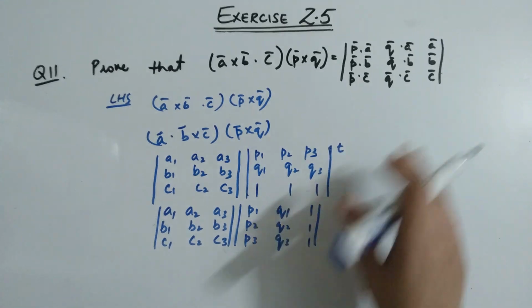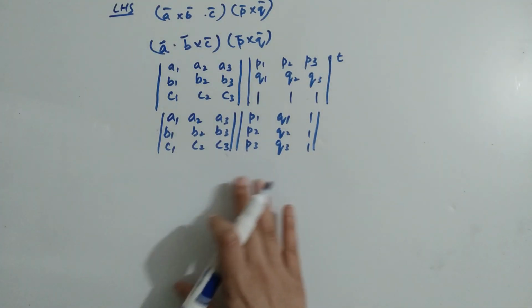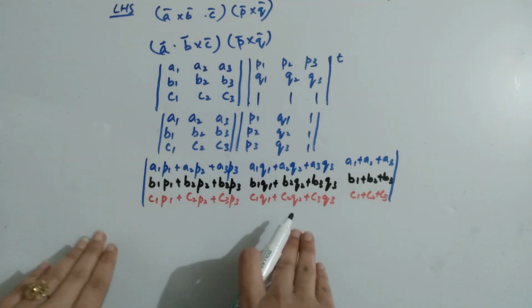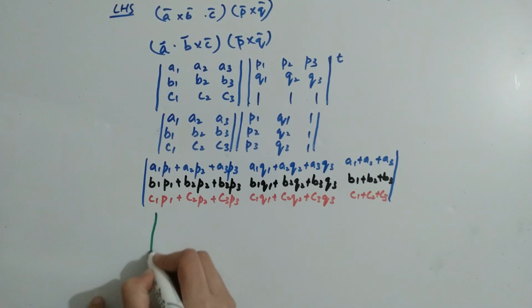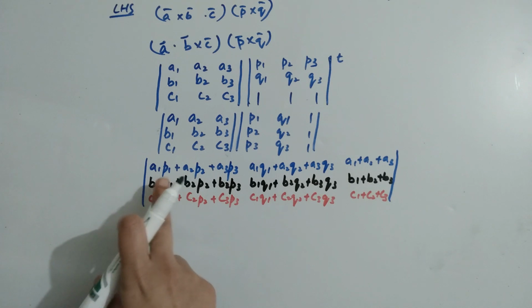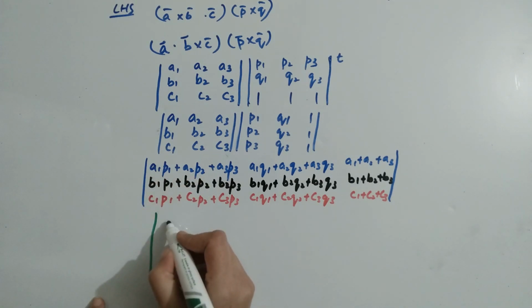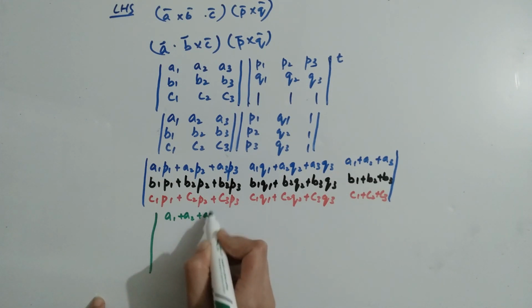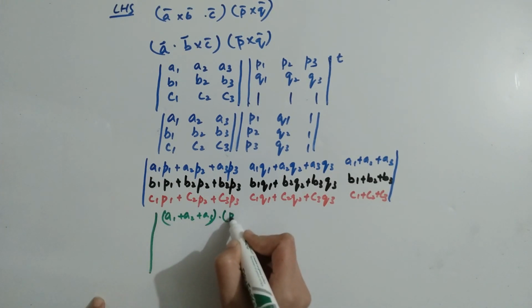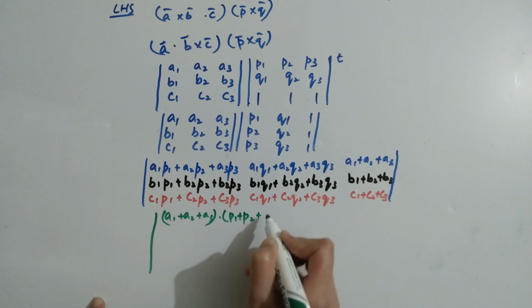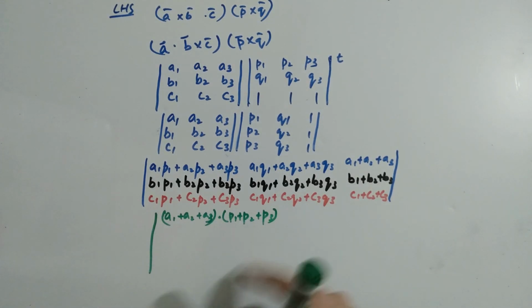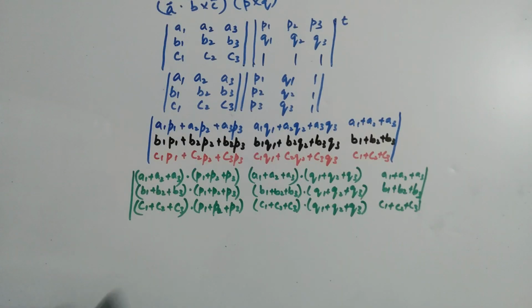Now simply multiplying these two determinants. After multiplying, the determinant will look like this. Now as you see, this is a dot product of a vector and p vector, because you can write it as a1 plus a2 plus a3 dot p1 plus p2 plus p3. You can separate it like this, also the other vectors as well. Here you see that I have separated all the vectors.